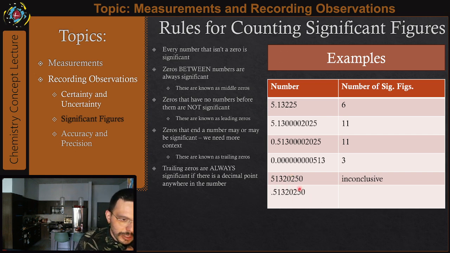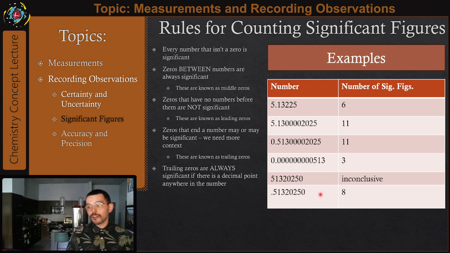Last one, spoiler, 0.51320250. Trailing zeros are always significant if there is a decimal point anywhere in the number. You can see here that has 8 because it's 1, 2, 3, 4, 5, 6, 7, 8. And in this case, this decimal means that we do count it. Generally, this is important for the mathematics that we will do in another section. For now, I would like you as students to practice your significant figures so that you can get a better understanding of what's going on.